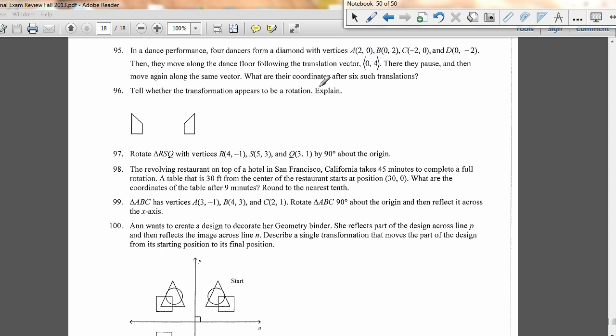And then they move along the coordinates after 6 such translations. So if they do it again, they're just going to move up 6 times 4, moving 4 up 6 times, so it'll be 24. Add 24 to each one of these y values. Tell whether the transformation appears to be a rotation. I don't think so. If it rotated, then this should be down towards the bottom or something. That looks like a reflection to me.